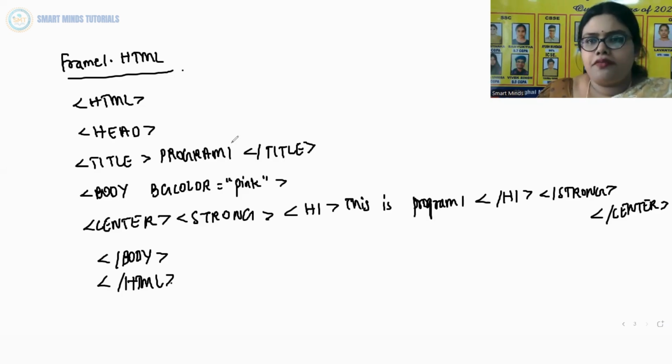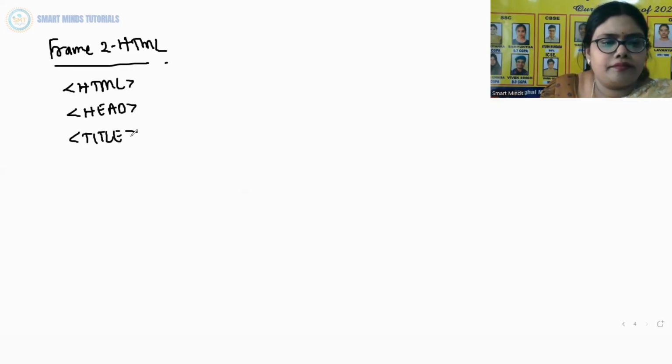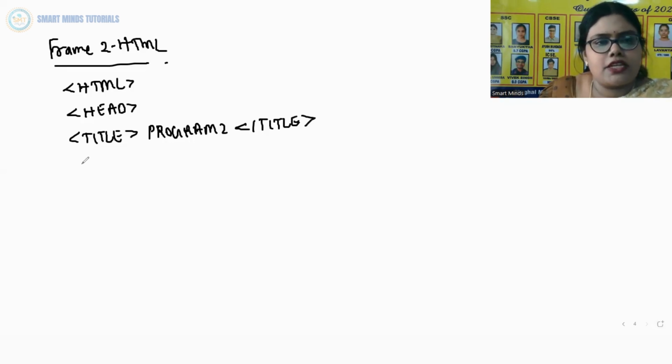So over here we have created frame 1. Now let's see how to create frame 2 and frame 3. So let us name it as frame2.html. Again we give the tag HTML, then head tag, then title tag. Title we are naming as program 2. Then close the title by giving the slash title tag. Then we close the head tag.